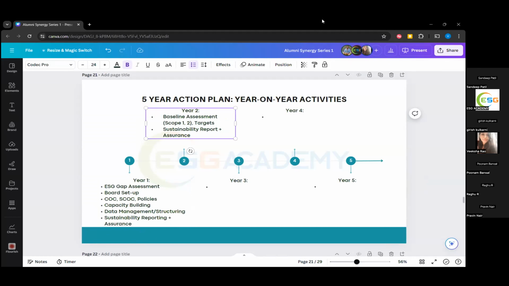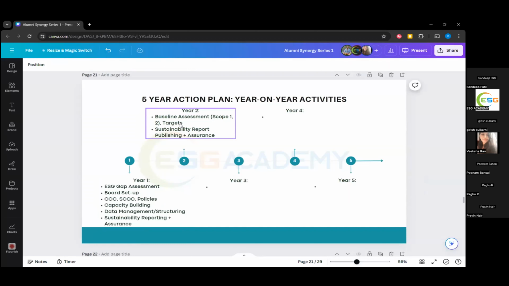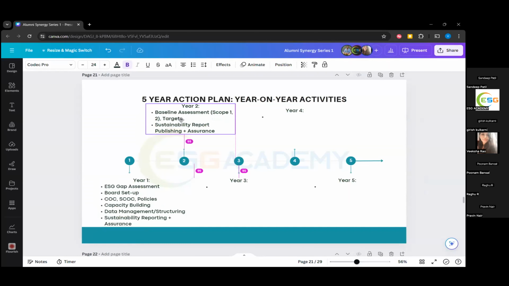Only data management, we can keep it in the first year. So even in the first year, why are we keeping it? Okay, for now it is clear. Now, why are we having sustainability reporting and assurance in the first year? Because if the company is established in that very year, then probably we would not have data.